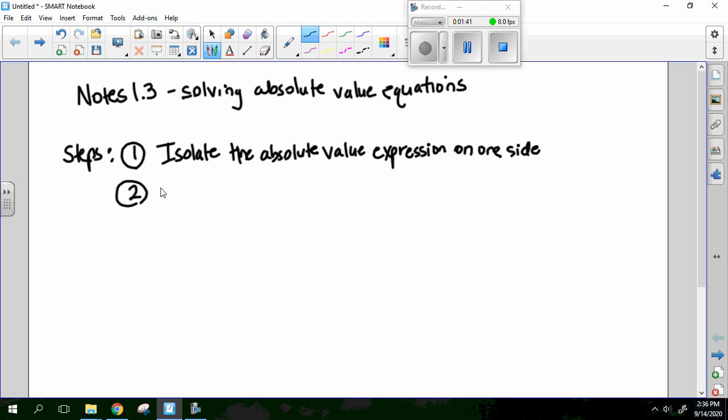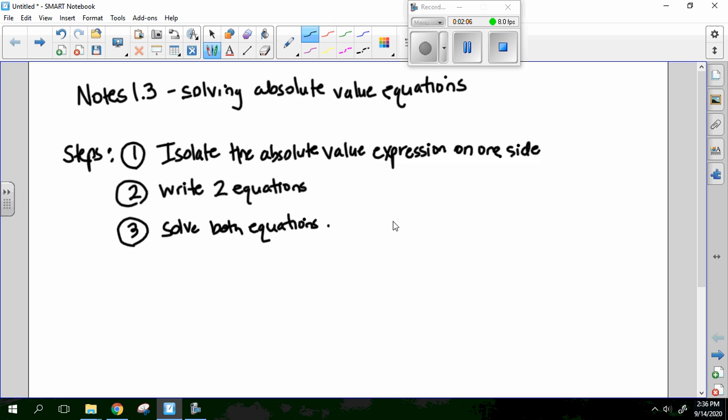And the second step is that you're going to write two equations. All right, so you're going to write two equations, and I will talk about what those should look like in just a minute. And then you are going to solve both equations. Okay, so I'm just going to do an example or two here, and then I'll do another short video with some more complicated examples, and I'll try to break it up for you. Okay, so let's look at our first example.